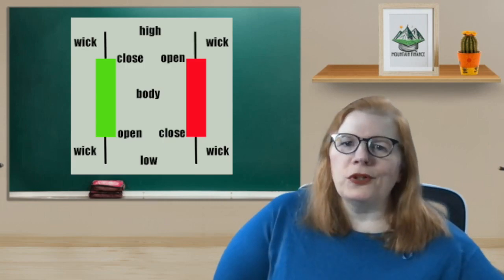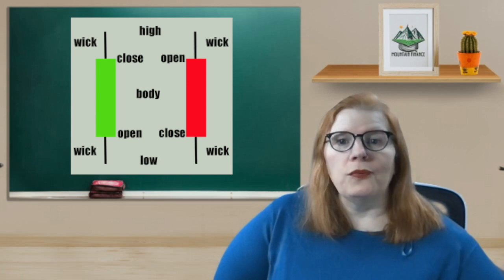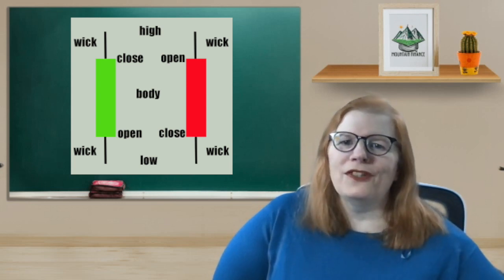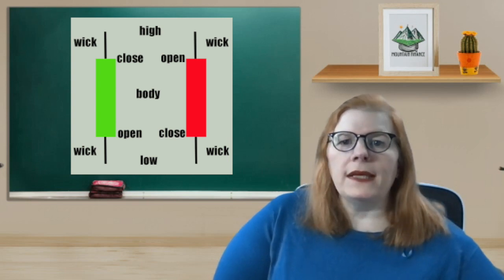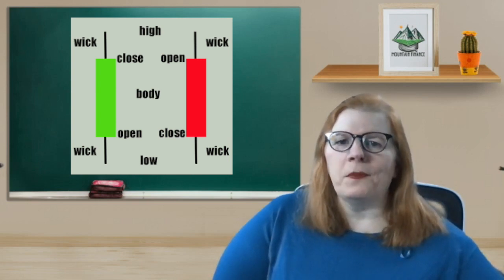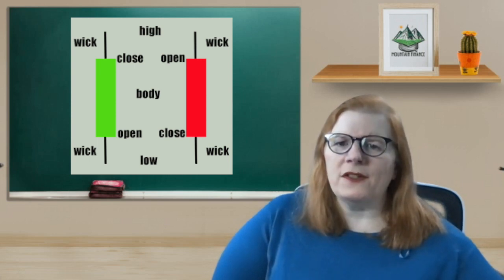Over on the chalkboard, you will see a pair of candlesticks that we can examine to cover the basics of how you read them. First, you will notice that we have two colors, red and green. The green candlestick is an upward movement of the price, while the red candlestick is a downward movement of the price. That sounds pretty easy.